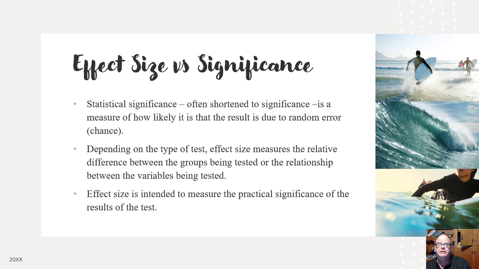Effect size versus significance. So we've been measuring both in our reports, right? Statistical significance, often shortened to significance, is a measure of how likely it is that the result of the test is due to random error, just chance, bad luck in this case. How likely is it? That's what significance means. So when we say 0.05, we mean there's 0.05 probability that this result, or less, was due just to random error.